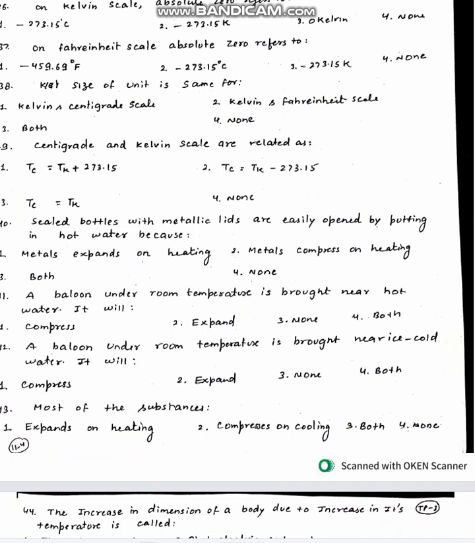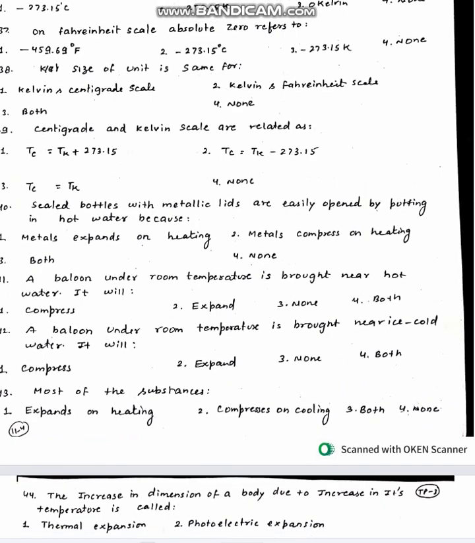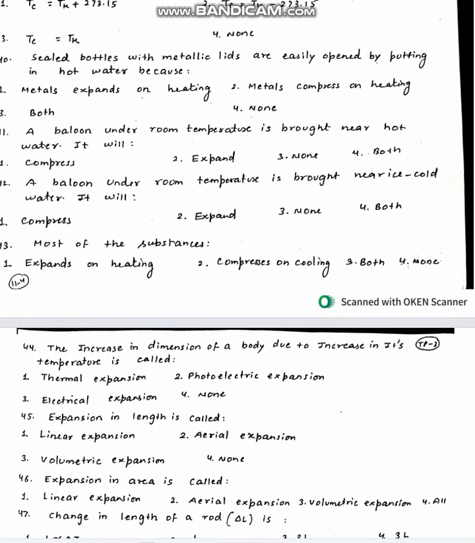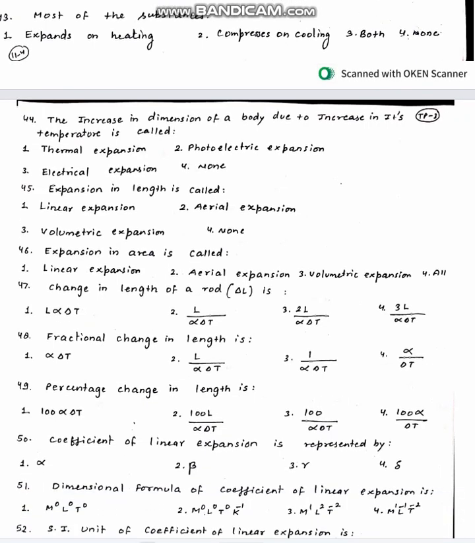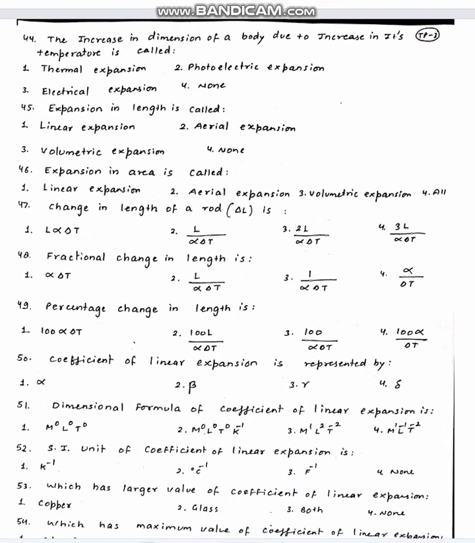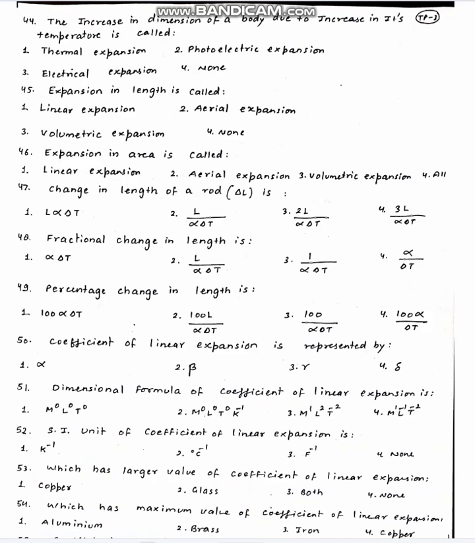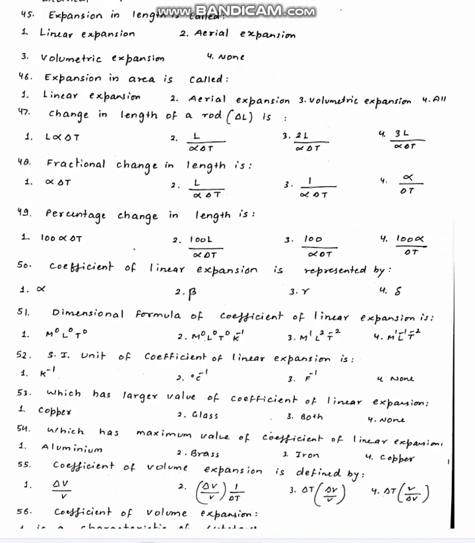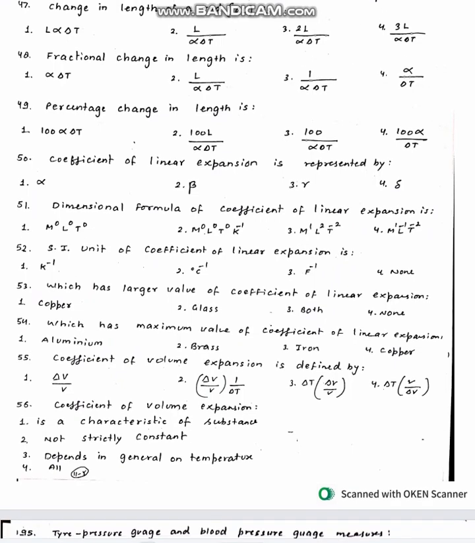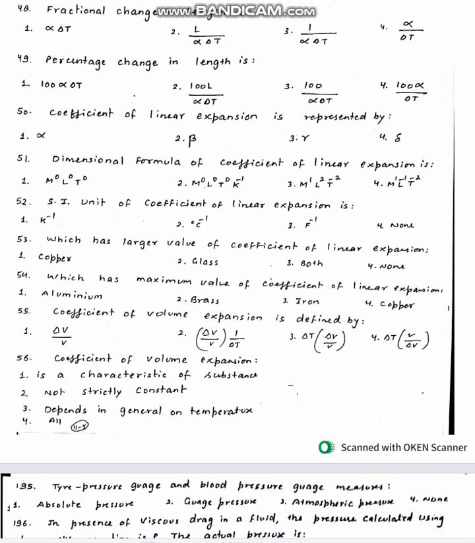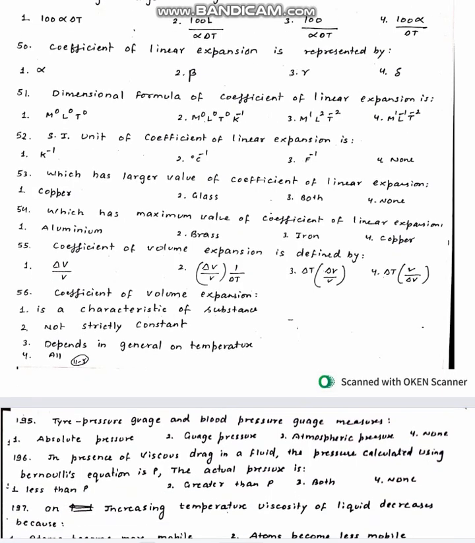So a balloon at room temperature is brought near hot water. So the impact of that. So impact of heat on volume of air, and impact of heat on various substances, increase in dimensions, areal expansion, longitudinal percentage change, fractional change, coefficient of linear expansion, dimension formula, SI unit, then values of coefficient of linear expansion.